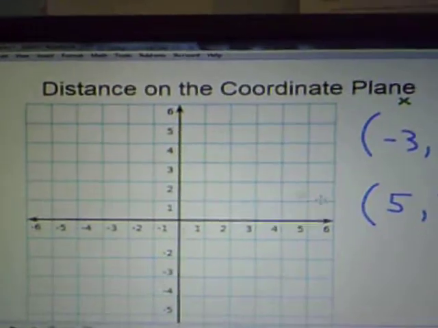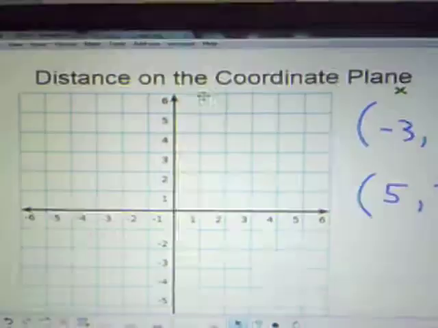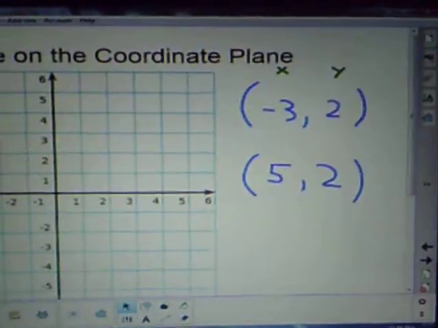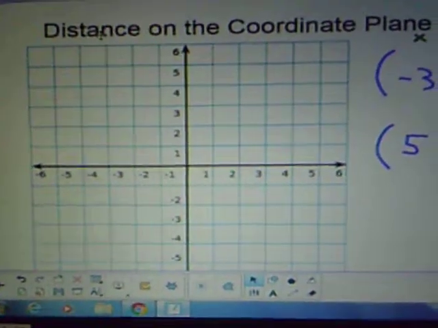Mr. Korn here. This video is going to be about distance on the coordinate plane. How do you find the distance between 2 points on a coordinate plane?